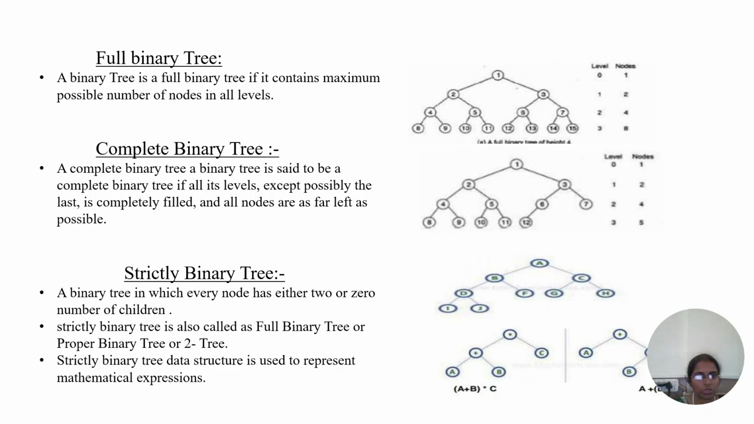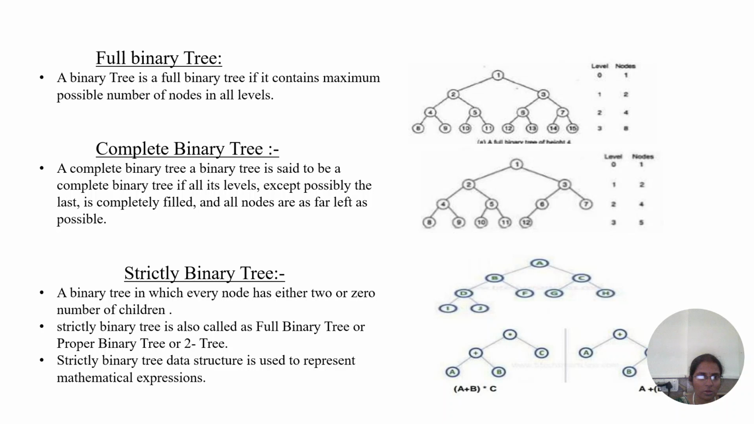And the next one is the strictly binary tree. What is meant by a strictly binary tree? A binary tree in which every node has either 2 or 0 children. That means every node must have 0 or 2. The node does not have a single child, and the node does not have 3 or 4 children; every node must have 0 or 2 children.